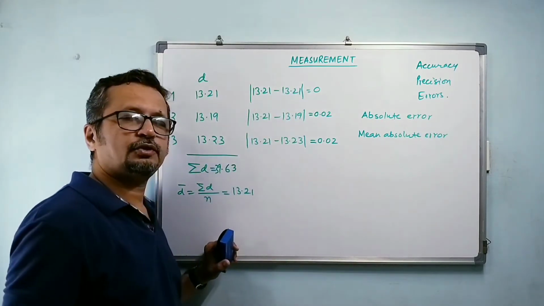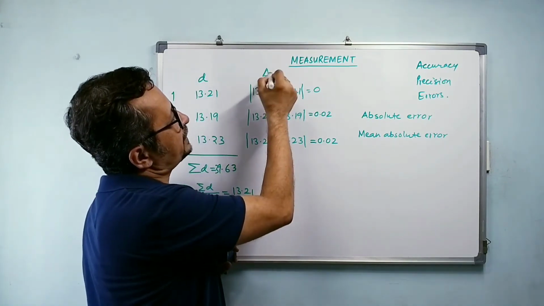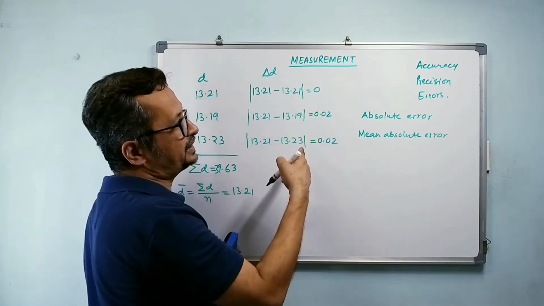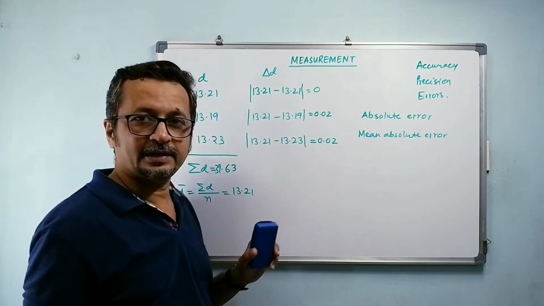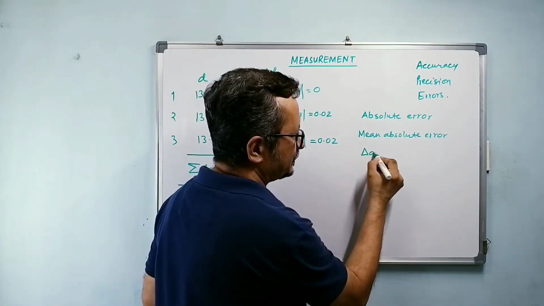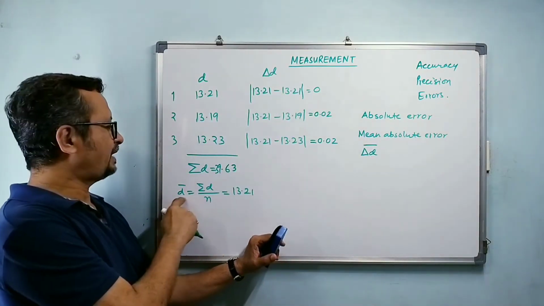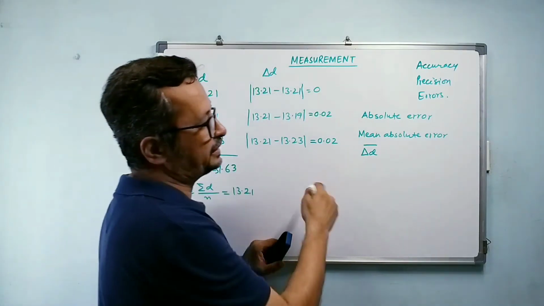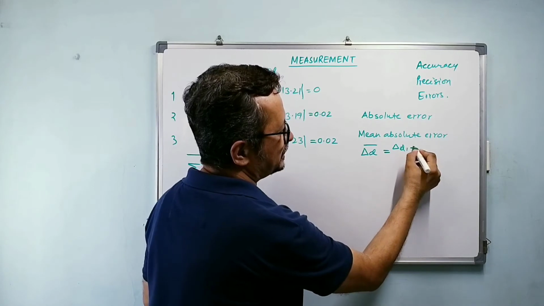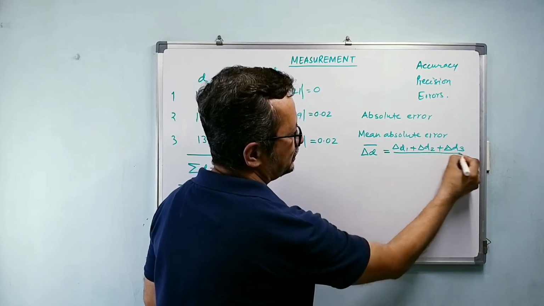For mean absolute error, what do we do? I would call this delta D here. So my delta D1 is 0, delta D2 is 0.02, delta D3 is 0.02 again. So for mean absolute error, I would say delta D bar. Like I have used D bar for the average of D, I'm going to use delta D bar, and that is going to be equal to delta D1 plus delta D2 plus delta D3 upon 3 again.